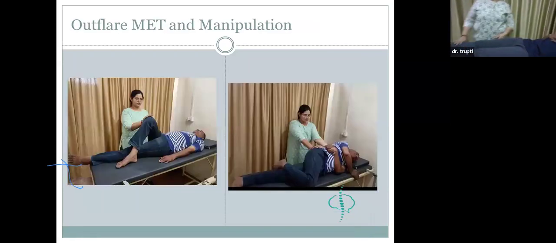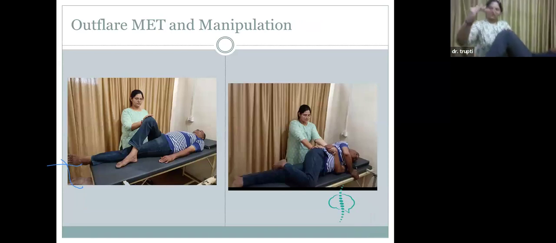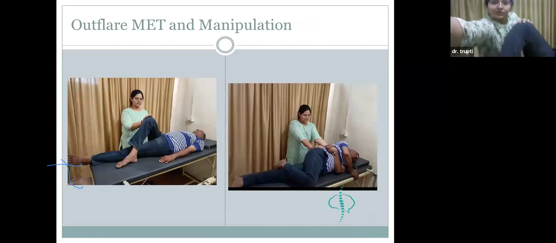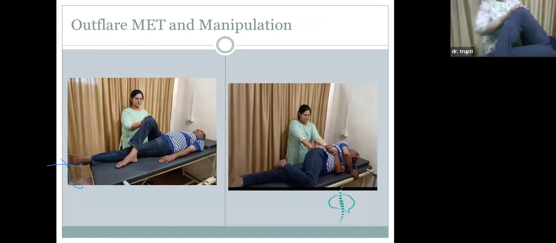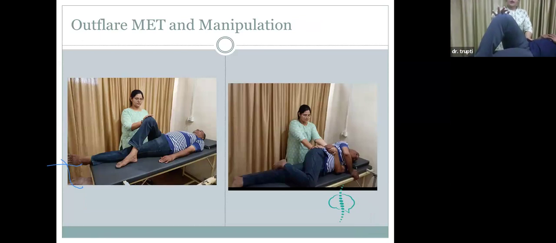So next one is for outflare. We'll cross the leg over. Like this. We cross the leg, stabilize the pelvis, and ask the patient to press his leg back on our hand, like this, in this way. Okay? Press it back.